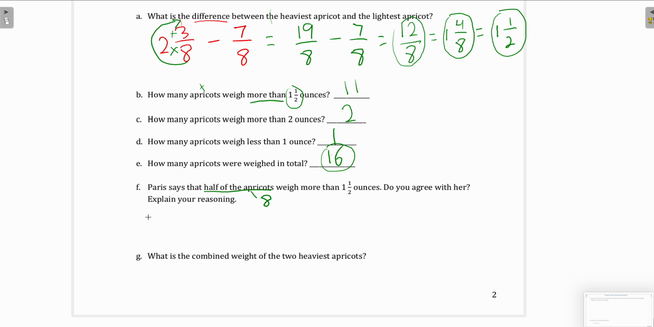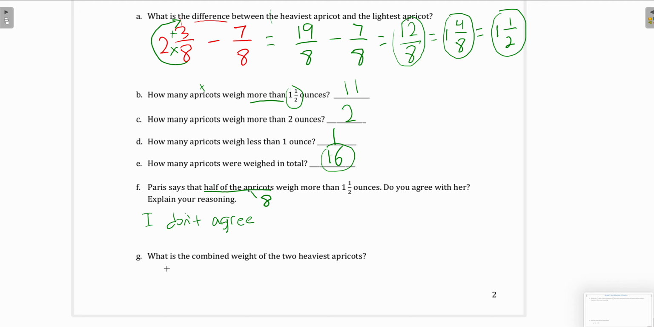Okay? Say, I don't agree. Okay, I don't agree. I'm not going to write all of this, but you can say I don't agree because half of the apricots means 8 apricots. So that's 8 out of 16 total apricots. And when I count all the apricots that weigh more than 1.5, I see 11 of them, not 8. So that's why I disagree.